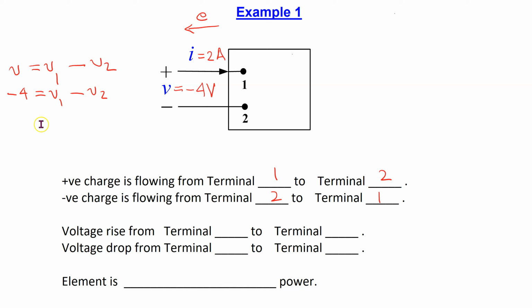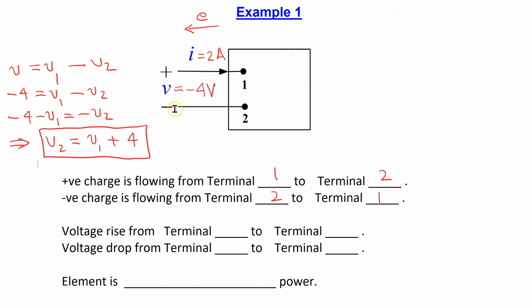Moving V1 to this side, we have minus 4 minus V1 is equal to minus V2, which implies, since the negative sign cancels, we get V2 is V1 plus 4.